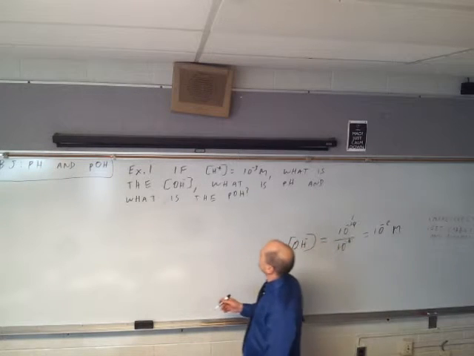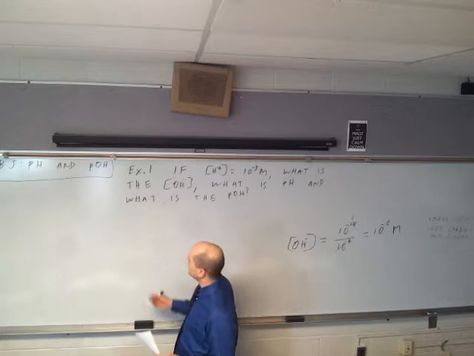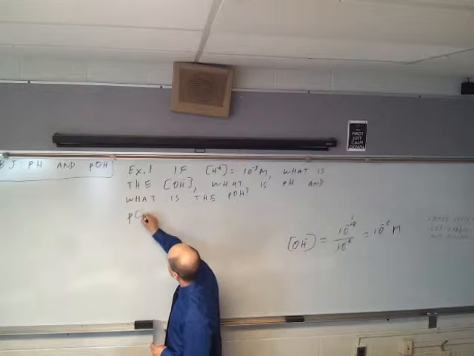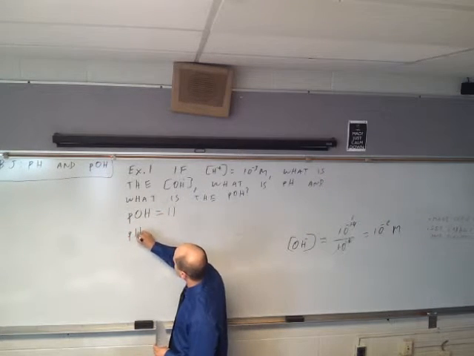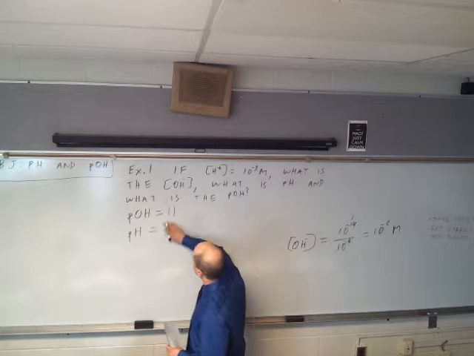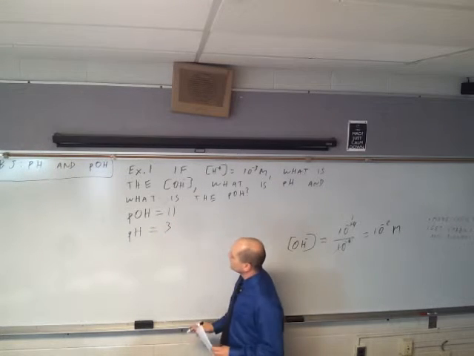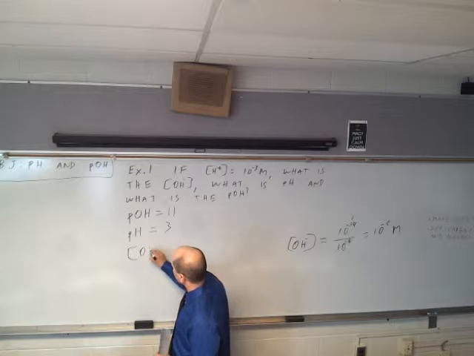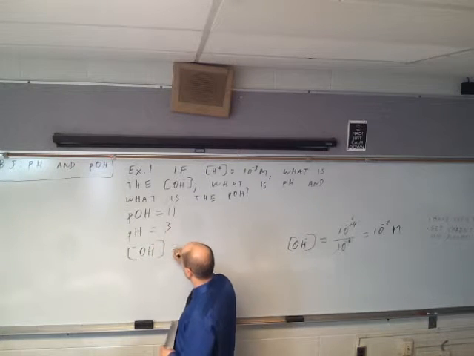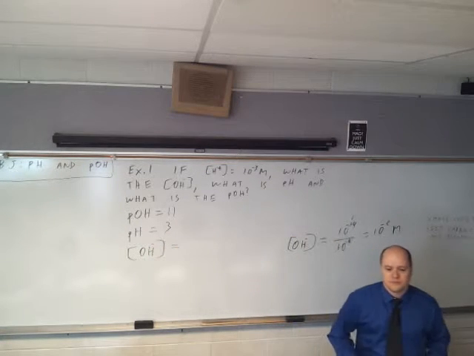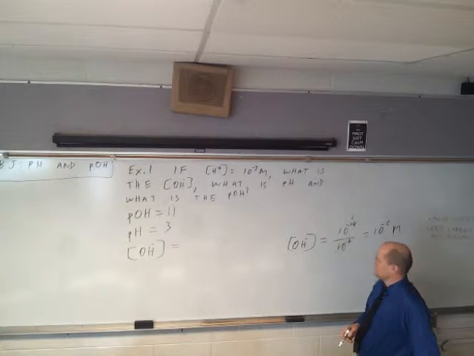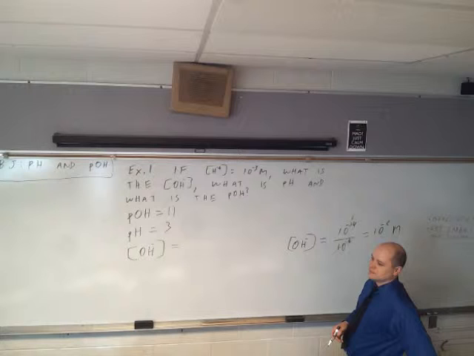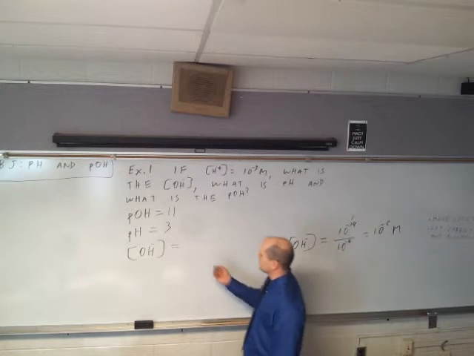Yeah, so what's going to be 11? The pOH. Yeah, the pOH is going to be 11. And the pH is 3. Oops, that's not a 3. And then finally, what's the hydroxide ion concentration? Well, 10 to the minus 11, right?